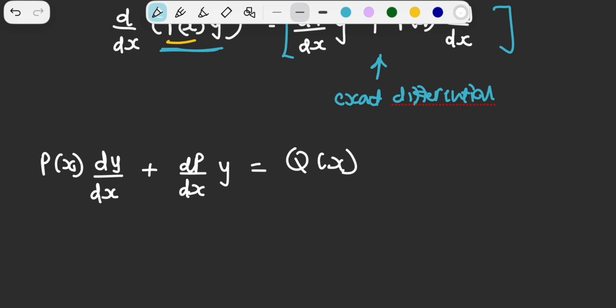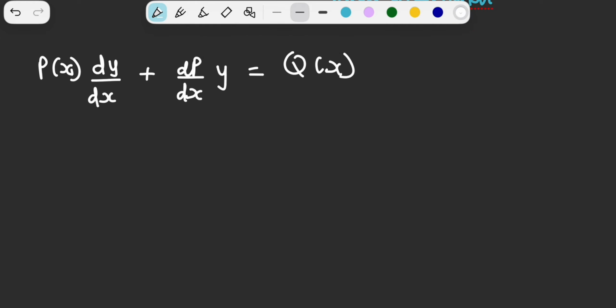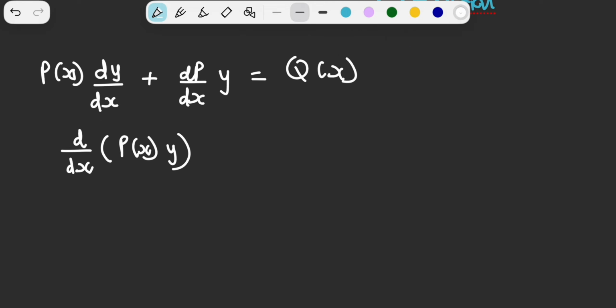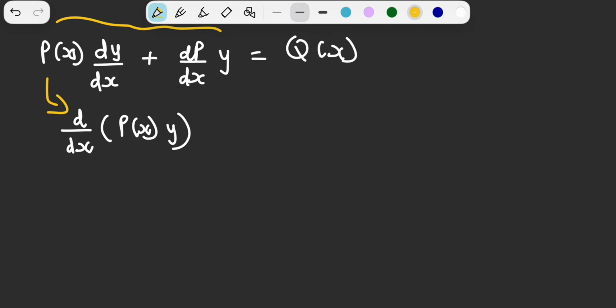If you were to see this in a specific question, and I were to tell you that this is equal to some function q of x, you can do very, very cool things. First of all, you can realize that this came from the derivative of a product. So this came from d over dx of p of x times y. It's very easy to see that if you're seeing something multiplied, and it's a derivative, that it was the derivative of the product. So this is going to be equal to q of x.